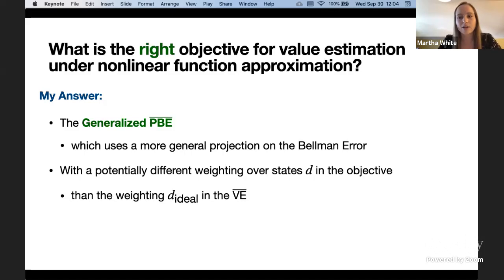But my answer, which I'm going to make a pitch for in this talk, is that a good objective for nonlinear function approximation is what I'm going to call the generalized projected Bellman error. I'm giving a name to something that already exists in the literature. And specifically, when we're picking this objective, we're going to have to pay attention to the choice of weighting we have in that objective. And that choice of weighting might actually be different than the true ideal weighting we care about in our value error. So let me tell you more about both of these things.